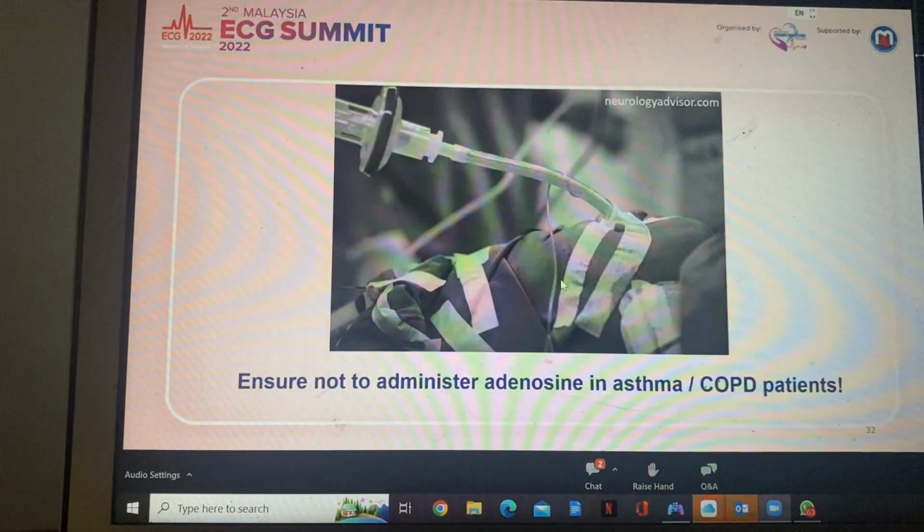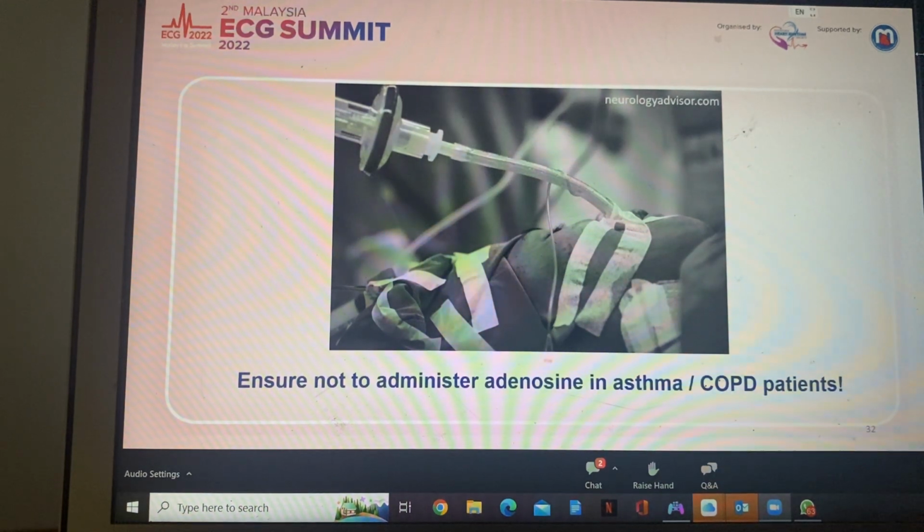Okay, this one I just want to show you. Make sure that before you give IV adenosine, there's no COPD or asthma. Don't give it to those patients. It will be very difficult to answer to the family members.